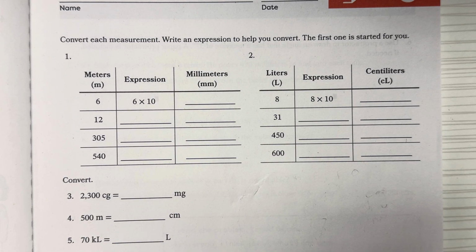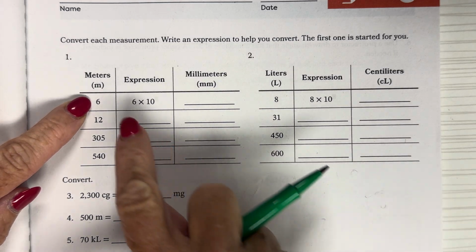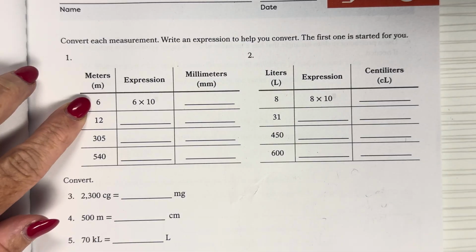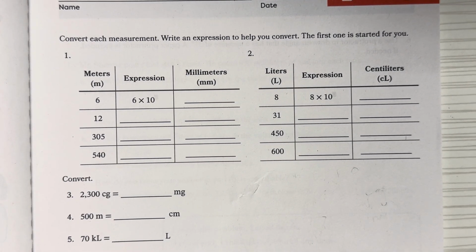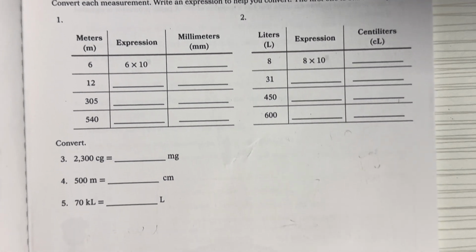The first one is started for us. It's not done for us, but it's started. Okay, so what do I see here? They have 6 meters, and they want me to convert it into millimeters. Well, let's look down here and see what we see about the meters and the millimeters.